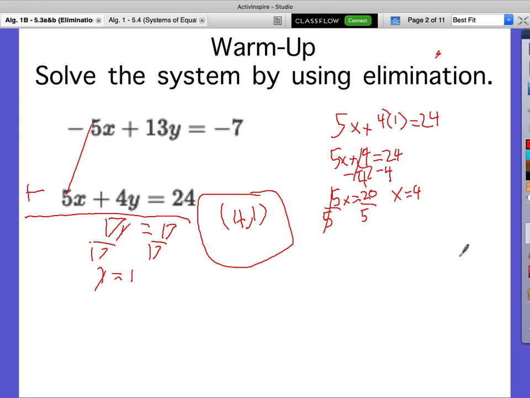SWBAT: students will be able to apply properties of systems of linear equations to real world scenarios. Excuse me, that's 1A, misread. 1B, SWBAT: students will be able to finish solving systems by elimination. So we're finishing up elimination today. We started elimination last time, which is our third and final method of learning for solving systems of multiple equations.